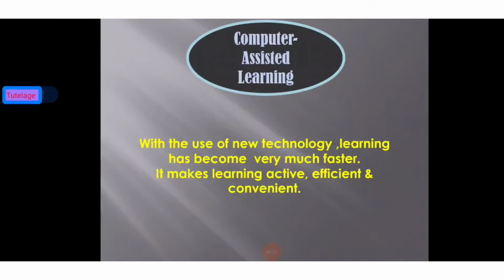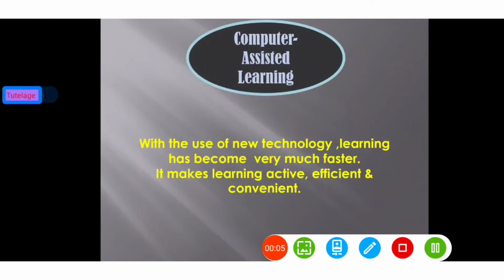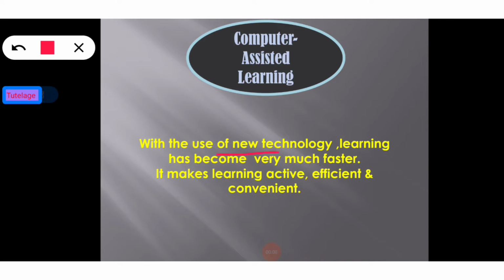So the first teaching method is computer assisted learning. With the use of new technology, learning has become very much faster. It makes learning active, efficient and convenient. Computer assisted learning has been gaining popularity as it makes learning active, efficient and convenient by the use of modern technology, compared to the traditional methods of teaching.